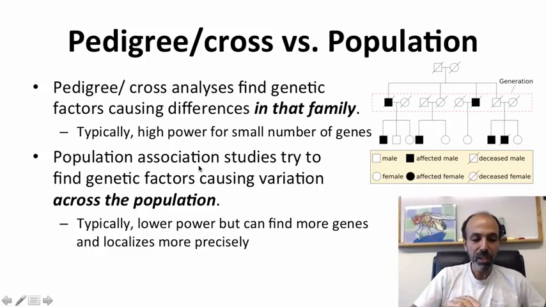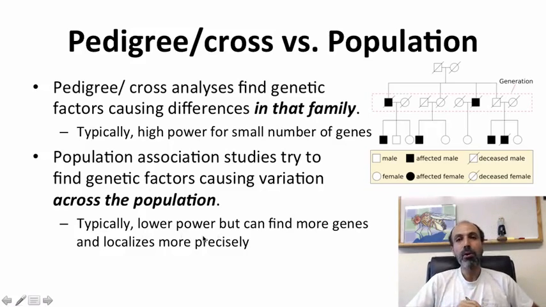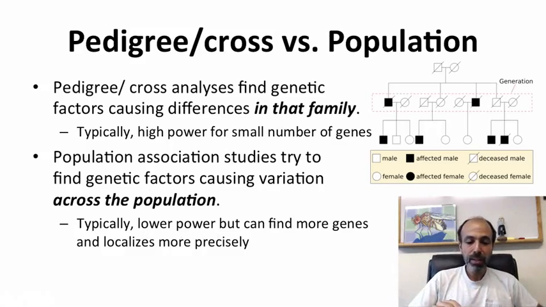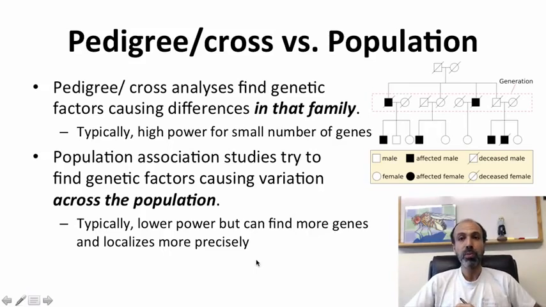In contrast, a population association study is trying to find genetic factors causing variation across the whole population. Now, typically here you have much lower power because you're looking at different causes throughout, but you can potentially find more genes, and if you do find them, you can localize them much more precisely, as I mentioned before.